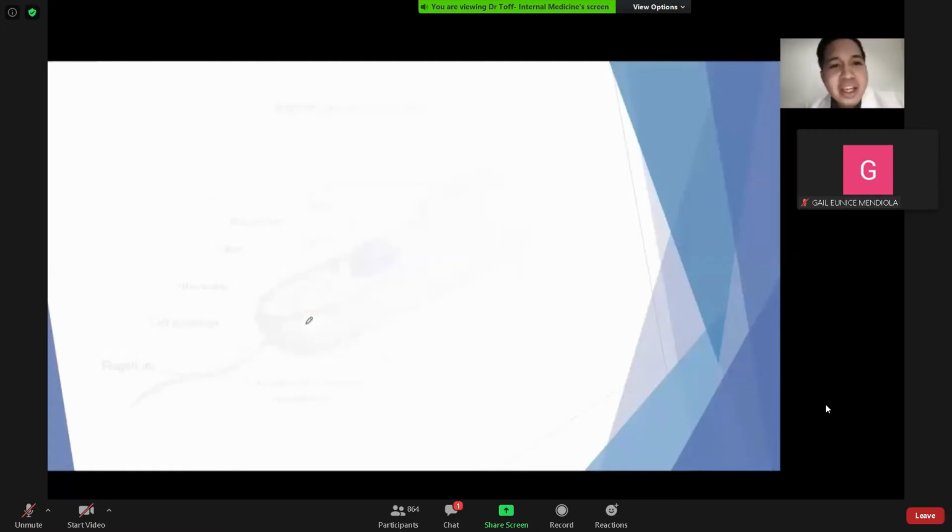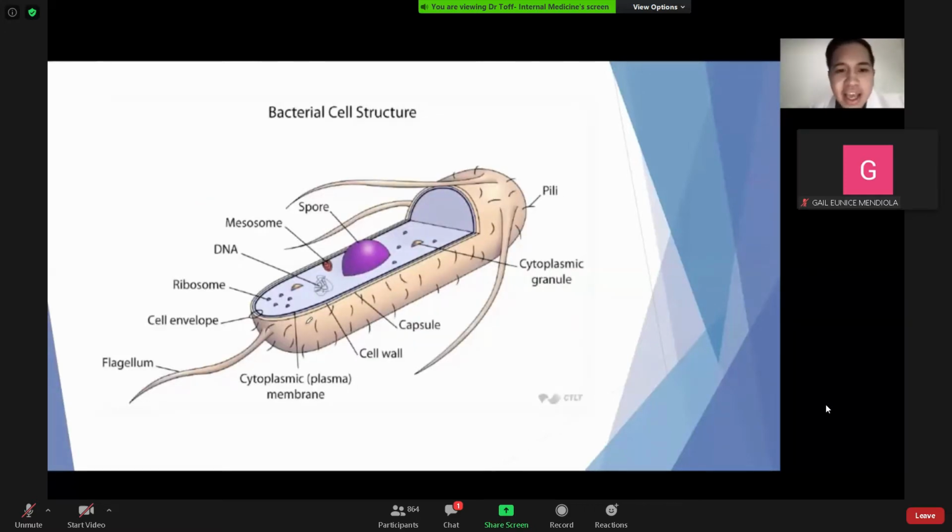So let's start. So this is the bacterial anatomy. And you can see here that bacteria is a prokaryotic organism. Di ba? Lahat naman tayo mag-agree. Bakit po ulit natin siya natawag na prokaryotic? Di ba? When we say prokaryotic organisms, they don't have a true nucleus. Di ba? The presence of a true nucleus differentiates a prokaryote from a eukaryote. So in this case, bacteria are considered prokaryotes, right? Because they don't have a true nucleus.